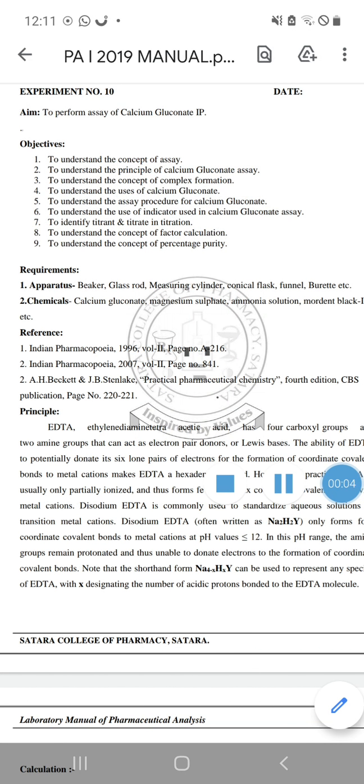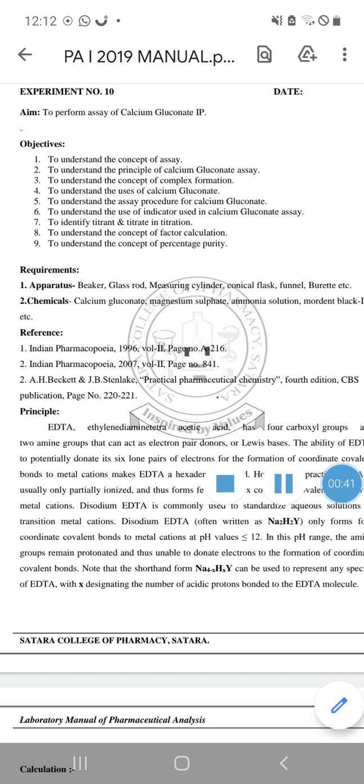Today we are going to discuss experiment number 10: to perform the assay of calcium gluconate. The objectives of this assay are to understand the concept of assay, to understand the principle of calcium gluconate assay, to understand the concept of complex formation, to understand the uses of calcium gluconate, to understand the assay procedure for calcium gluconate, and to understand the use of the indicator used in the calcium gluconate assay.